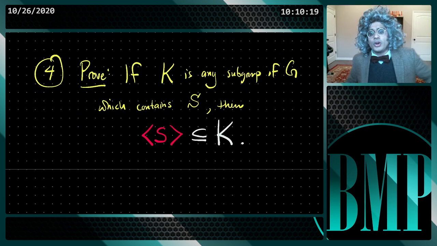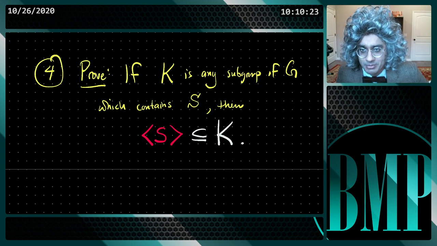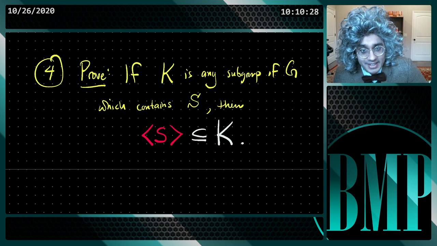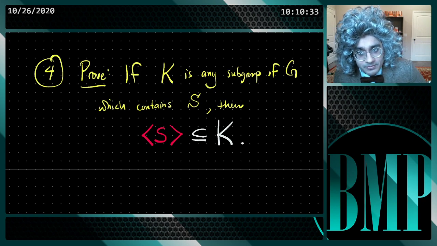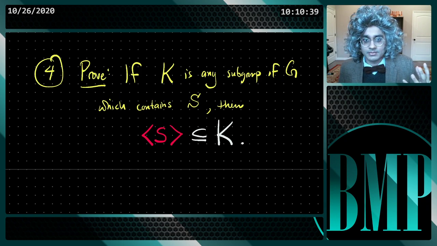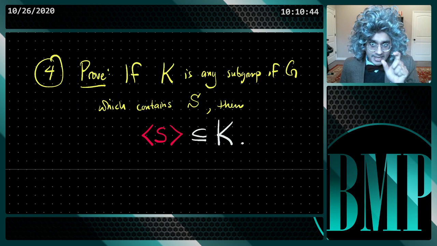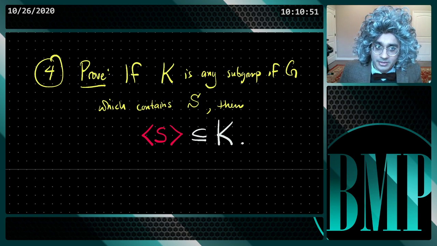Prove this. Go ahead and prove this, like, right now. Go ahead and try to prove it. All right? But what is it saying? What is this exercise saying? It is saying that the subgroup generated by S is the smallest subgroup which contains S. It is the smallest subgroup imaginable which contains the elements of S. And that's what we want out of the subgroup generated by a particular set.